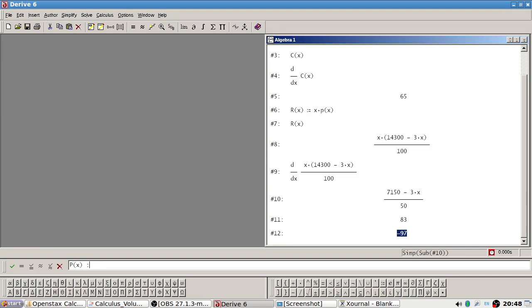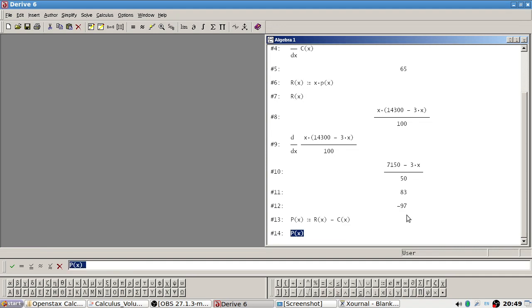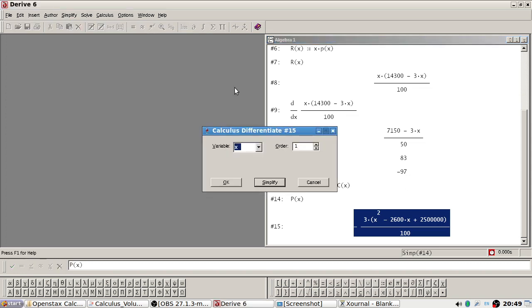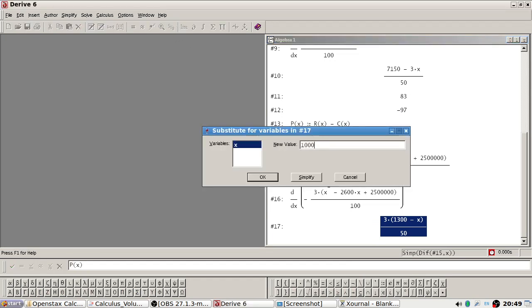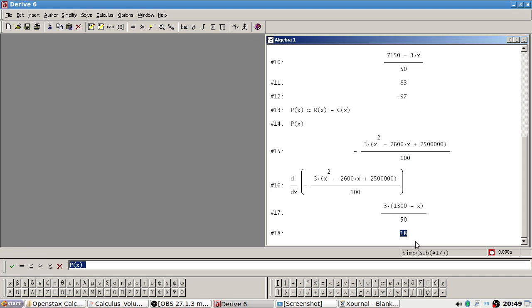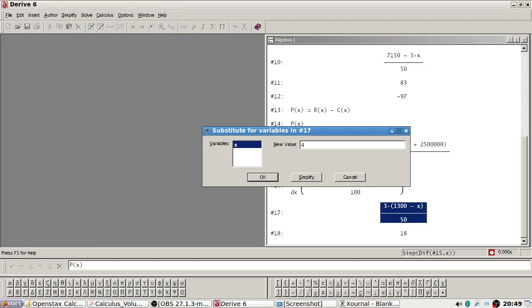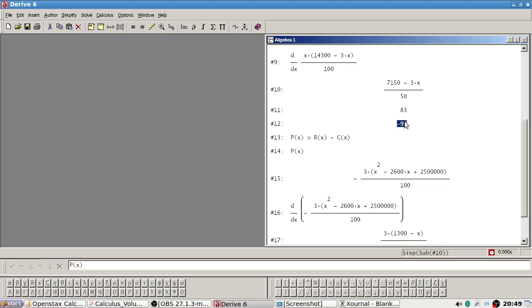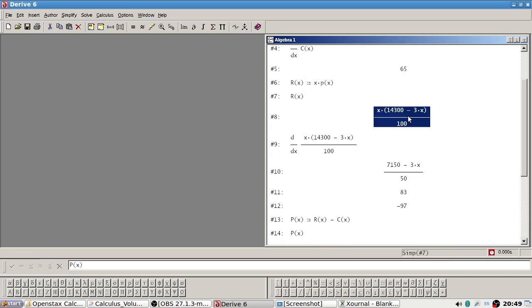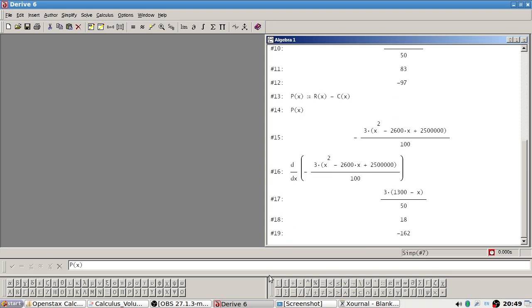Sorry, so the profit, that's the revenue minus the cost. So the profit function and the marginal profit function at 1,000 and 4,000. So at 1,000, 18. And then at 4,000, it's minus 162. Now let me just double check something because I'm really surprised that that's it. I guess it's a quadratic, yeah. I just want to make a graph here of the profit function just to see clearly what's going on here.